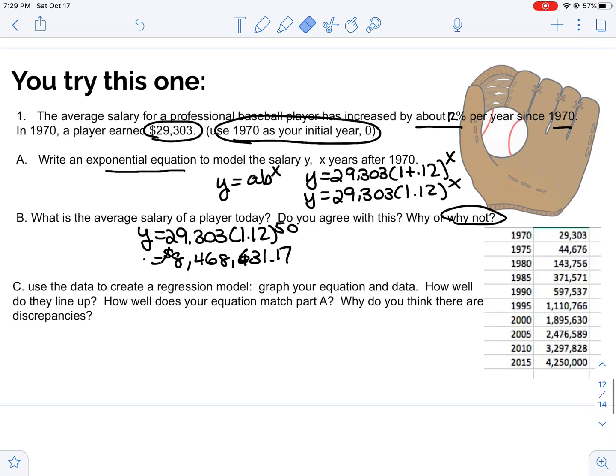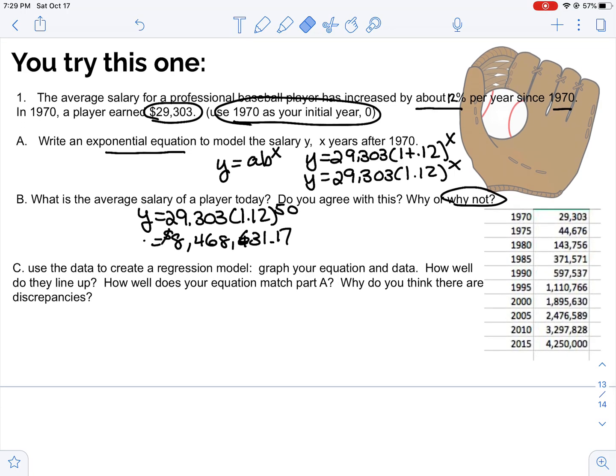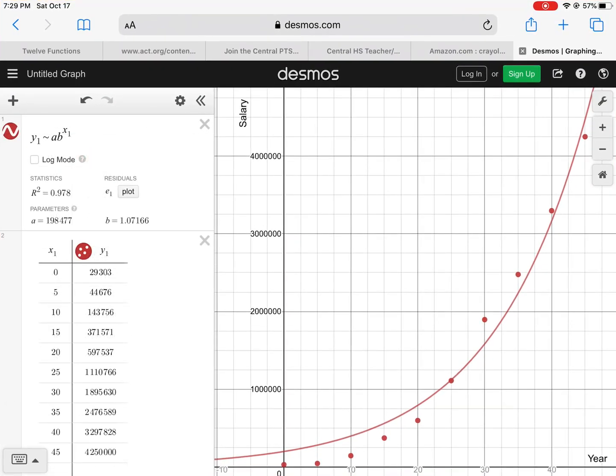Okay, let's check out how to do this using regression on Desmos. So we're going to take this actual data, put it in Desmos, and come up with a regression model. If you notice, I typed y and then the little tilde, a b to the x, and that tells Desmos it's going to do regression. Then I took my table and typed in all the values. And I can see on here that the a value is 198,477, and then my growth factor there is 1.07-ish.